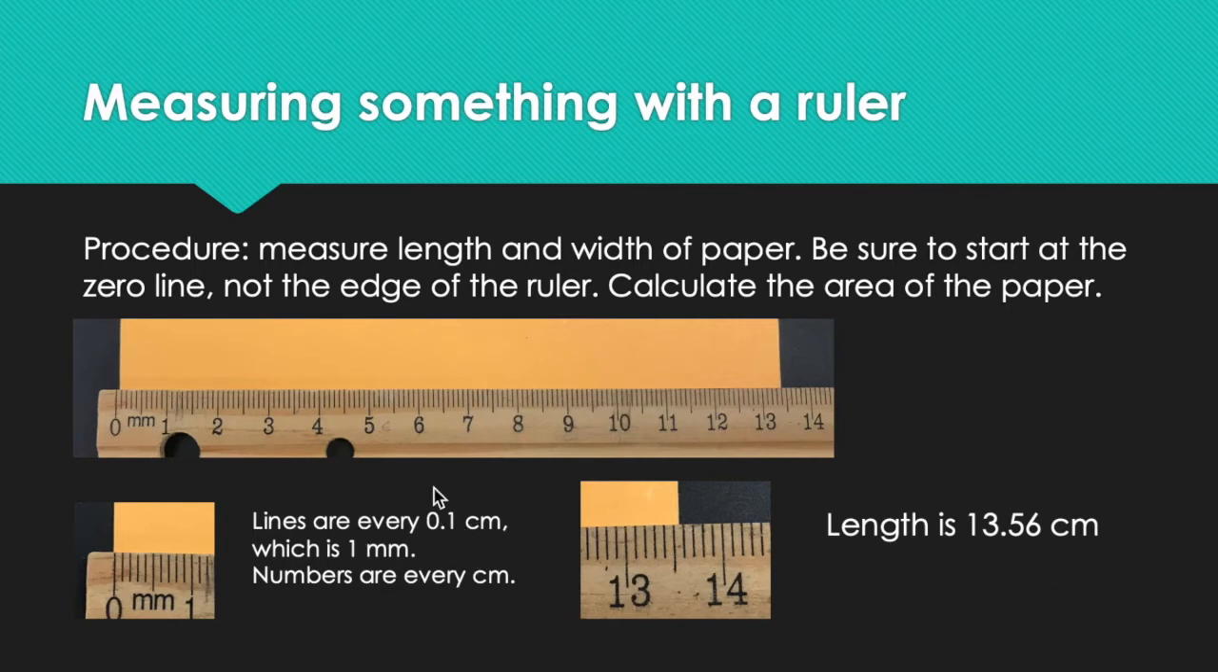I just wanted to point out that these numbers are centimeters. Even though this says millimeter, the millimeter refers to the fact that the lines are 1 millimeter apart, because the numbers are every 1 centimeter, but the lines are every 0.1 centimeters, and 0.1 centimeter is a millimeter. So some of our rulers do say that, but these numbers are in centimeters.